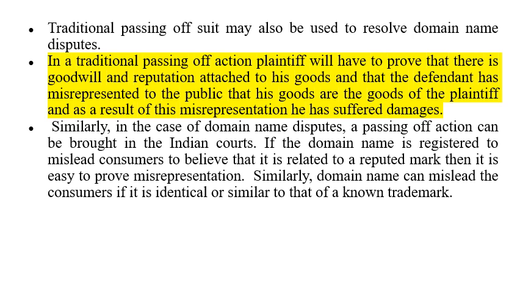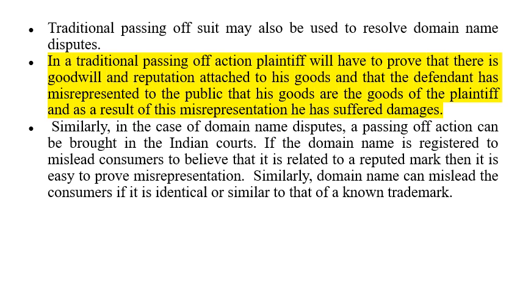Similarly, in case of domain name disputes, a passing off action can be brought in the Indian courts if the domain name is registered to mislead consumers to believe that it is related to a reputed mark. Then it is easy to prove misrepresentation. Similarly, domain name can mislead the consumers if it is identical or similar to that of a known trademark.